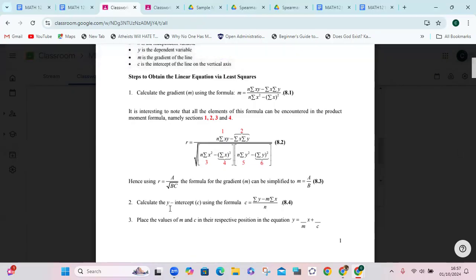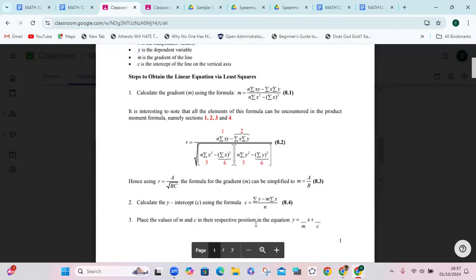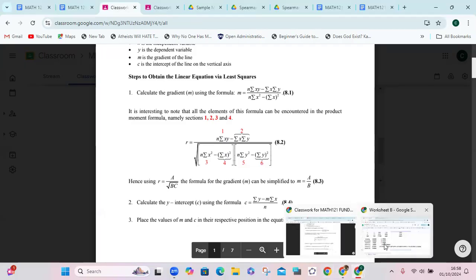Now the y-intercept, this is the formula for the y-intercept. The sum of y minus m times the sum of x over n. It says to place the values of m and c in their respective position, and then you get the equation of the line. So let's find the gradient, and then we're going to find the y-intercept.